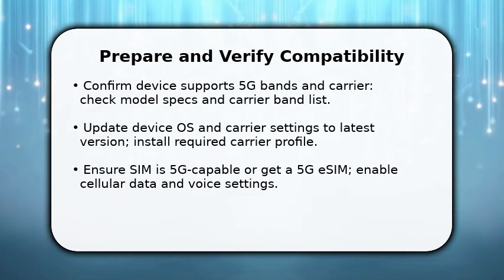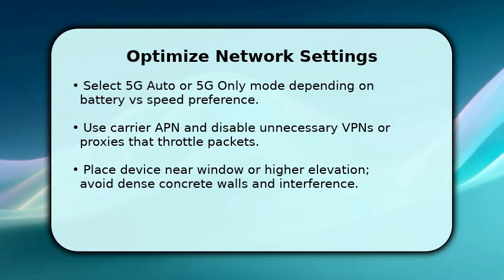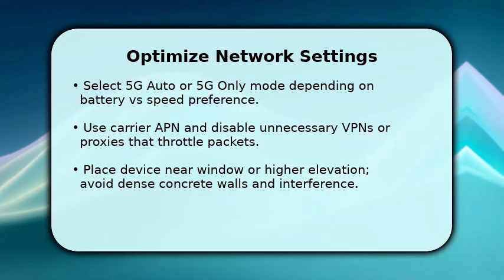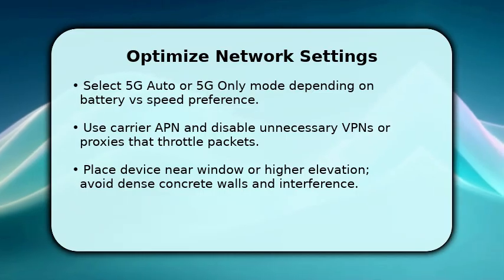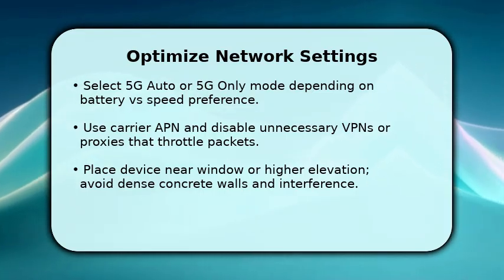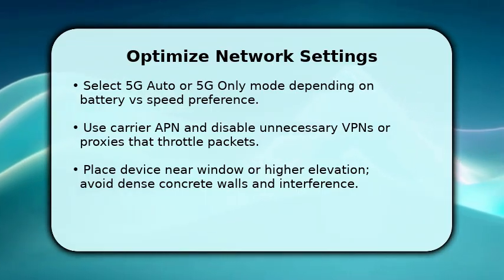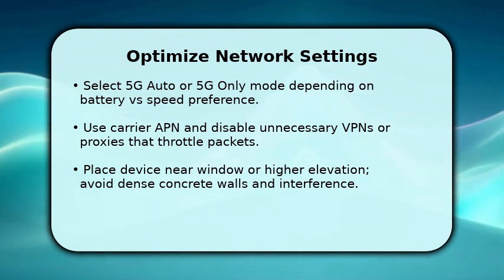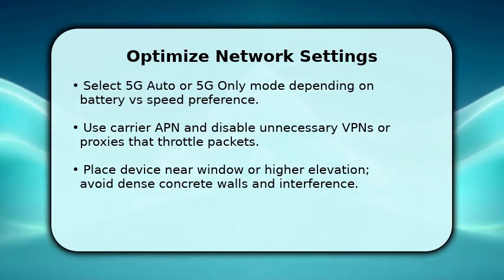Once prerequisites are set, optimize your network parameters to get the best real-world throughput and latency. You should choose 5G auto to balance battery and speed, or 5G only for maximum performance, and verify the carrier APN is correct because an incorrect APN slows or blocks data. Also remove active VPNs or proxies while testing, since they can mask raw latency. Finally, reposition the device near windows or higher floors to improve line of sight to small cells and reduce obstruction-related signal loss. To finish, validate performance and lock instability.